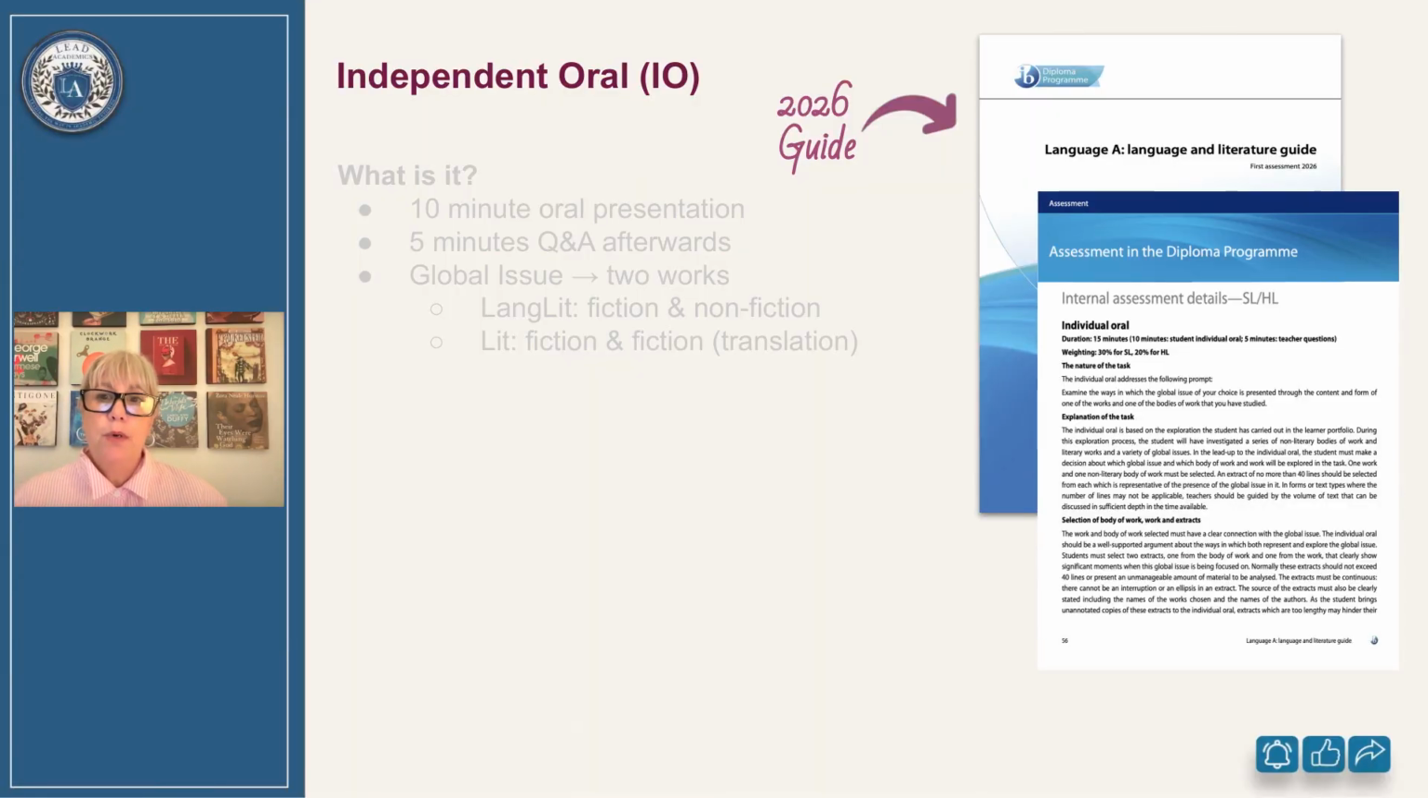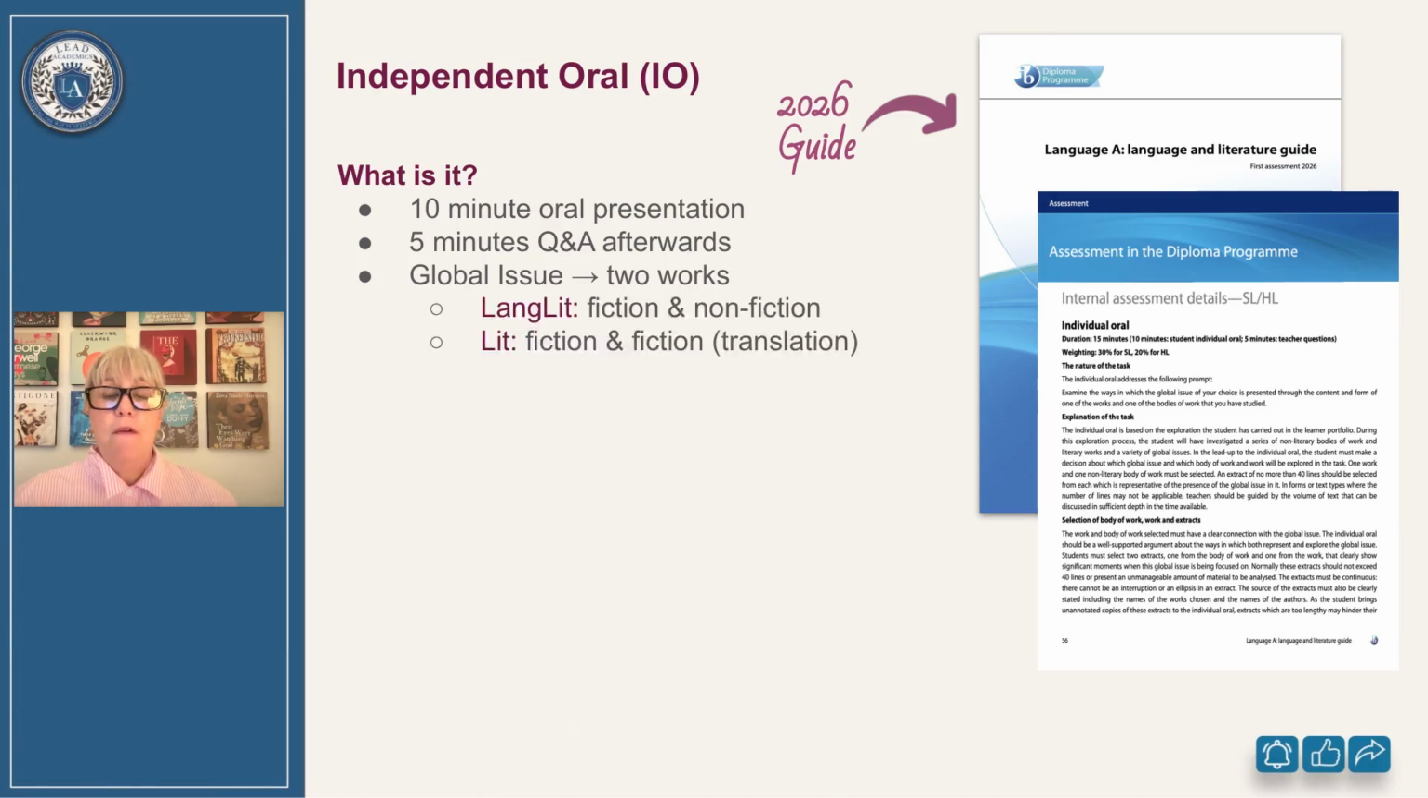If you're looking for a more detailed account, everything you need to know is in the 2026 guide, page 56 on the Langlet guide. The independent oral is a 10-minute oral presentation between the student and the teacher, with an additional 5-minute Q&A afterwards. During those 10 minutes, the student presents a global issue across 2 works. For Langlet students, they choose a lit text and a non-lit text, whereas lit students choose 2 lit texts, one of which must be in translation.